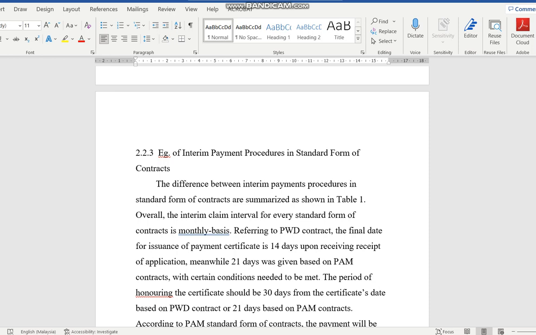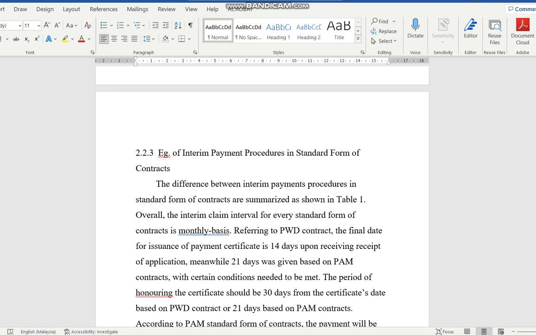If you don't put in your claim, none of these people need to go and remind you. If they remind you, that's very nice of them. If they don't remind you, that is your problem. Their job is to honor the time. Your job, as a contractor, is to do the claims. These are all the different responsibilities and duties of the parties involved in the contract.